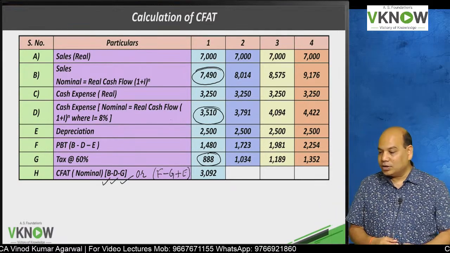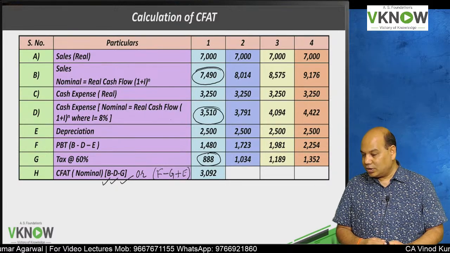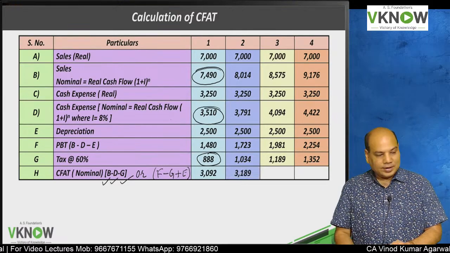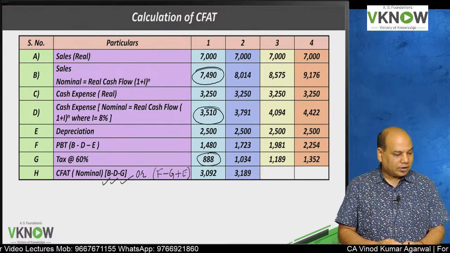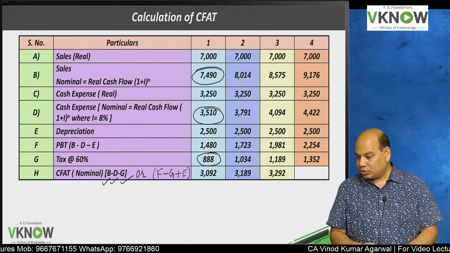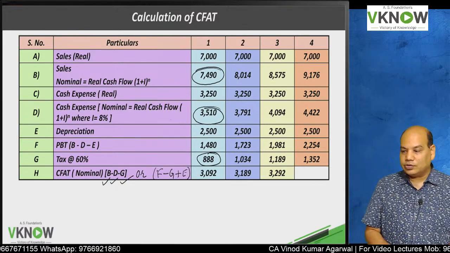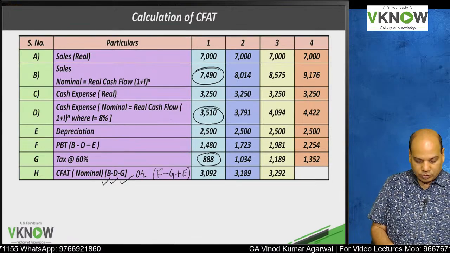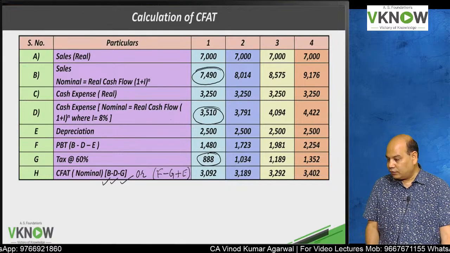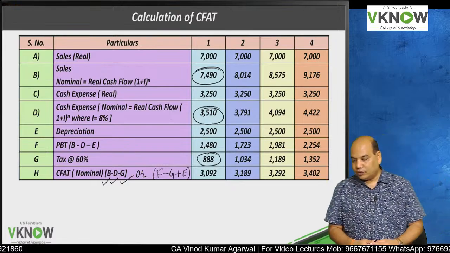Please quickly reply second year. 3189. Check. Second year 3189. Anybody next? 3292 is right. Please confirm, is it right? And then 3402, last one. Is it right? 3402, is this right?